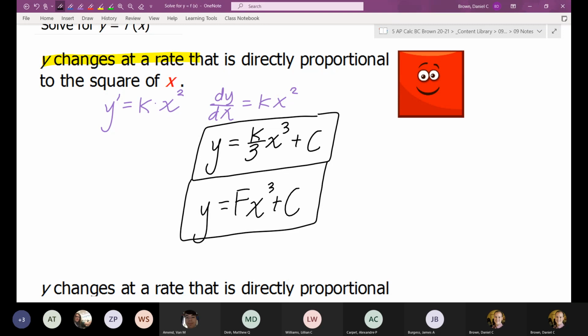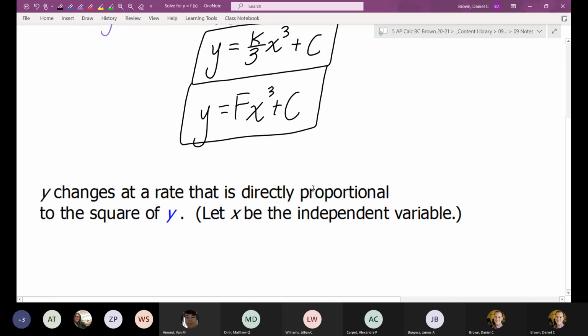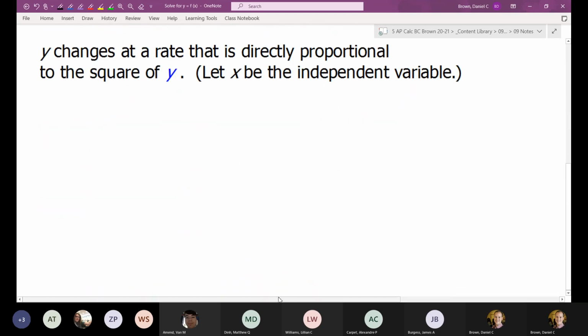I will say when we get there, a lot of these problems you're going to have two initial conditions because you have two unknowns. You have the constant of proportionality, and then you also have the plus c. So there usually will be more than one initial condition, and you usually have to solve. It takes a little bit more time to solve, but basic algebra.